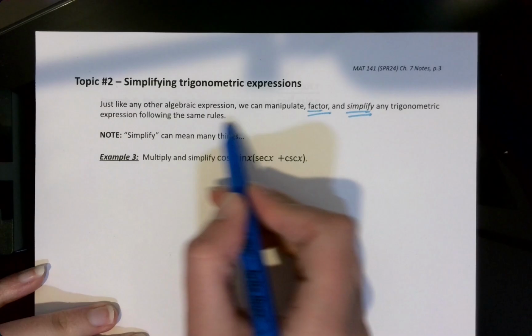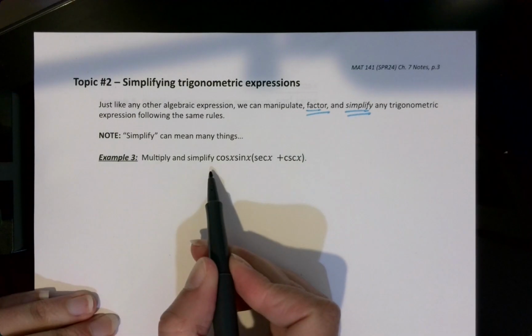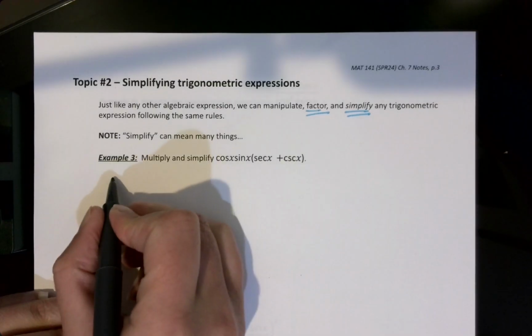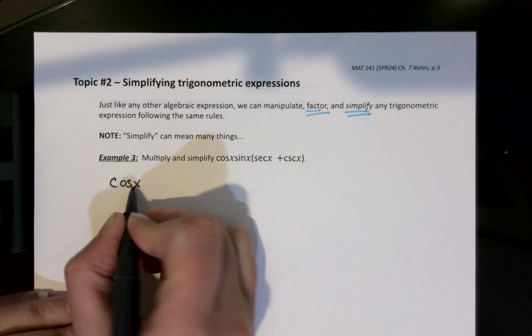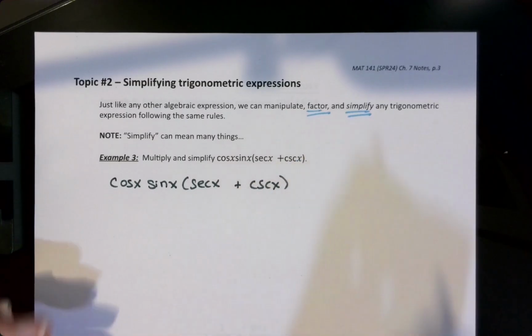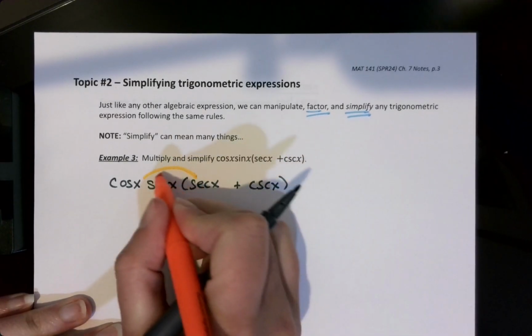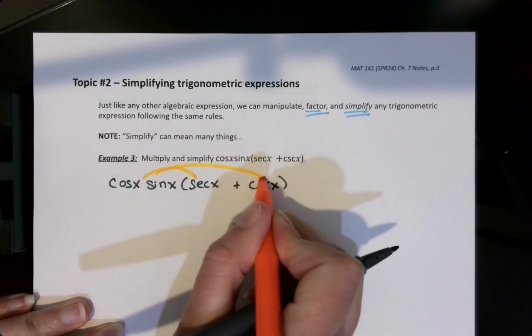Since the first goal is multiply, we're going to go ahead and distribute cosine x sine x times secant x and cosine x sine x times cosecant x. So cosine x sine x distributes to the secant x, and cosine x sine x distributes to the cosecant x. Okay. These are products, so this is cosine x times sine x times secant x plus cosine x times sine x times cosecant x.